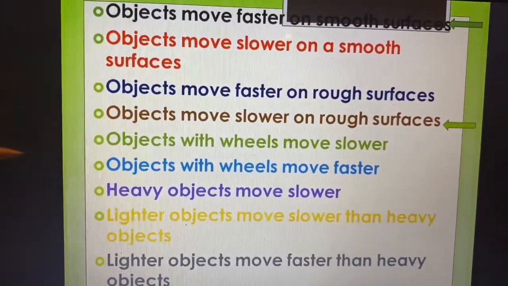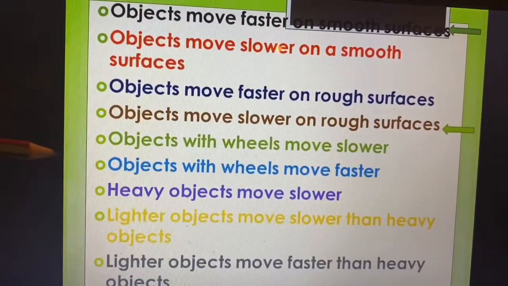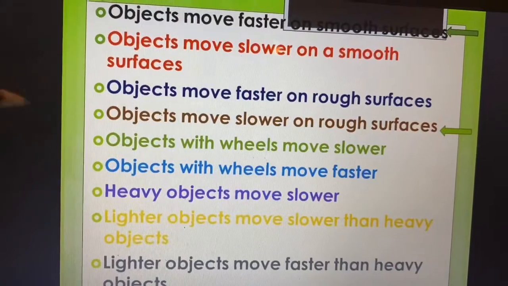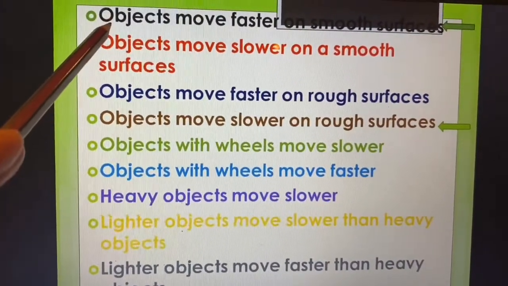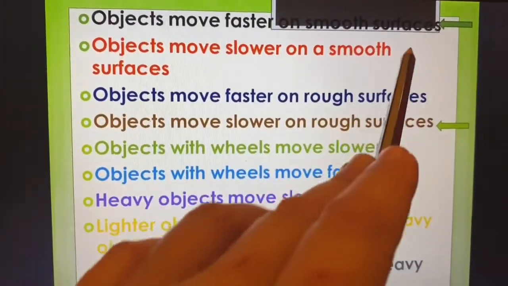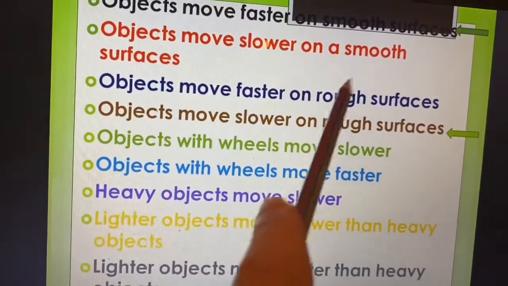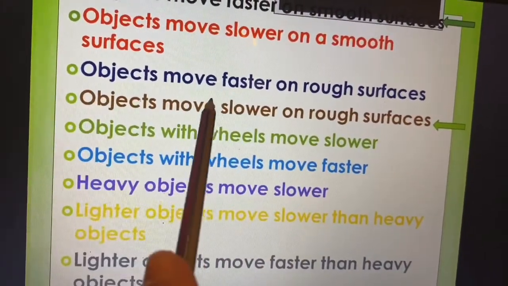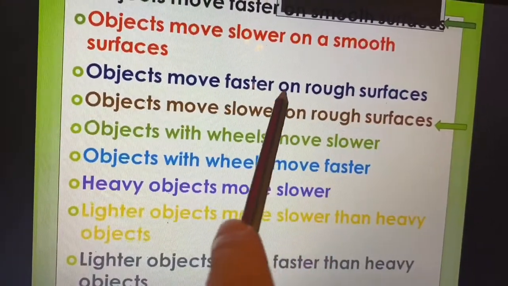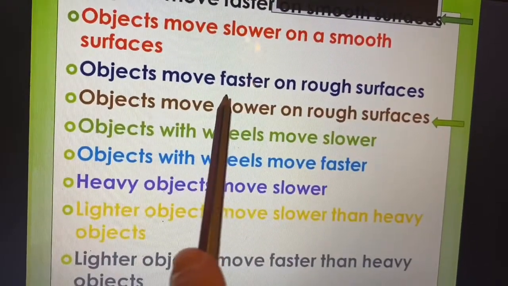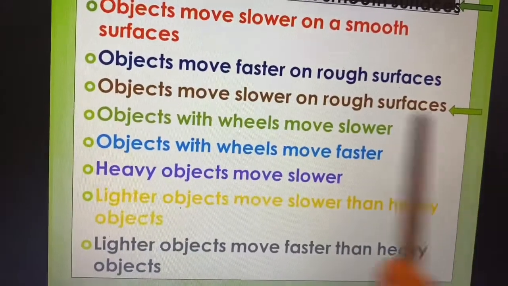We started last time to talk about friction, and we made an experiment to find out what affects friction. Let us remember the conclusion. Objects move faster on smooth surfaces, yes. Objects move slower on smooth surfaces, no. Objects move faster on rough surfaces like the carpet, the street? No. Objects move slower on rough surfaces, yes.